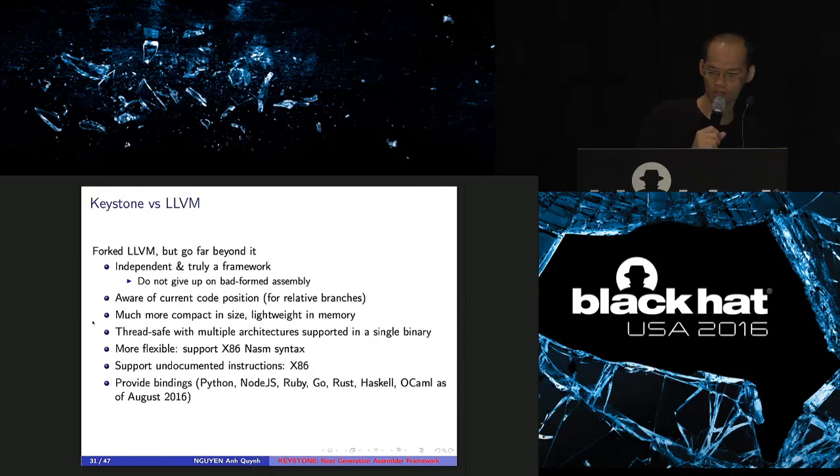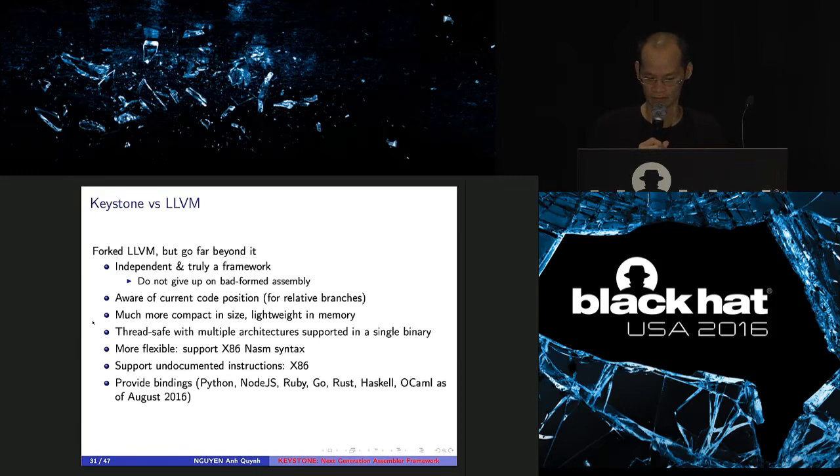Okay, so you compare Keystone with LLVM, you can see that Keystone is actually quite different. First one, it is an independent framework. It can understand the current code position, so it can handle relative branches properly. It's much smaller in size and lightweight in memory. The size of Keystone is about 10 times smaller than LLVM, because I removed everything else that I don't need. Thread safe. It supports non-LLVM syntax. It also supports many undocumented instructions that LLVM doesn't support, and has a lot of bindings.